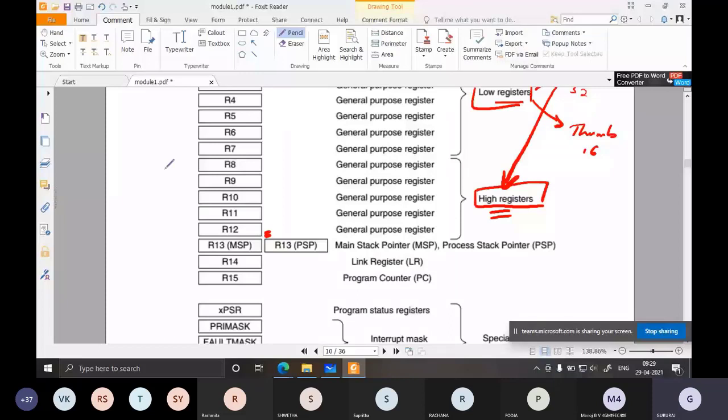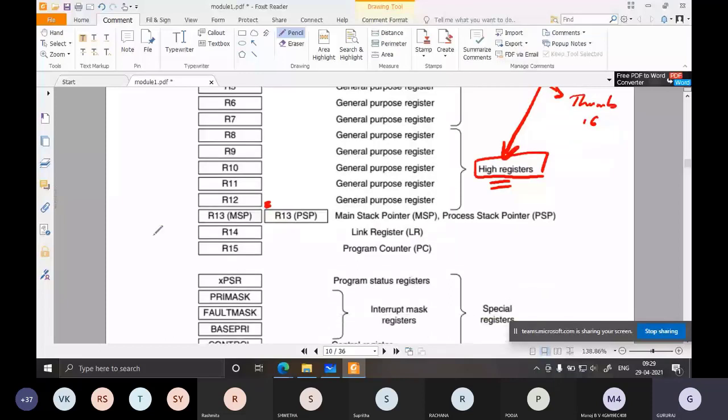R13: you can see there are 2 registers of R13. These are nothing but stack pointers. There will be 2 stack pointers in the Cortex M3 processor. We shall see why later, but for now remember there are 2. Usually there is only 1 stack pointer, as in the 8051 microcontroller, but here there are 2. One is called the main stack pointer, also known as MSP, and the other is the process stack pointer, also known as PSP.